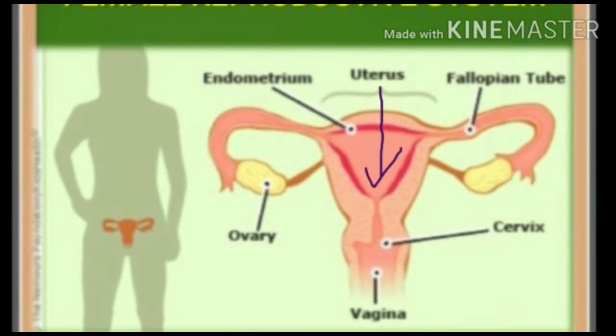The next organ is the uterus. As you can see here, the arrow marked. This is the site of development for the embryo. The lower part here is the vagina. It is the part which connects the cervix to the external female body part. It is the route for the penis during coitus as well as for the fetus during delivery.